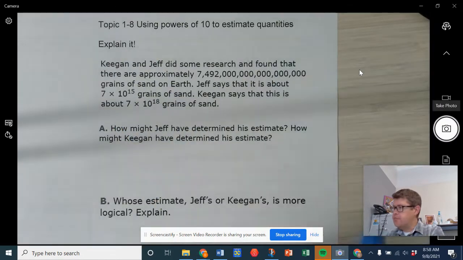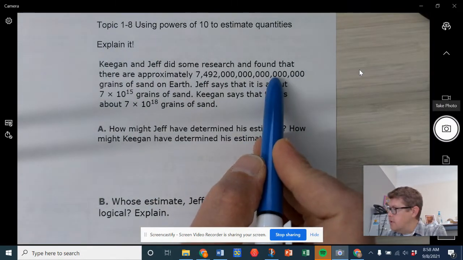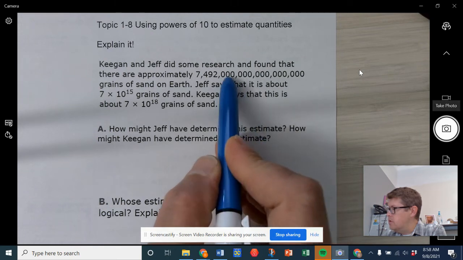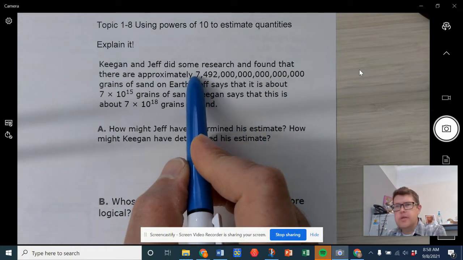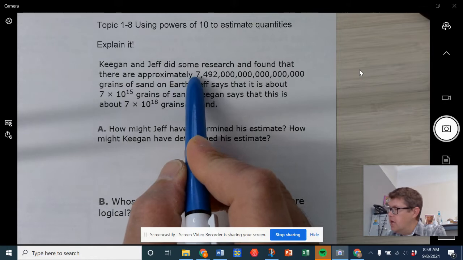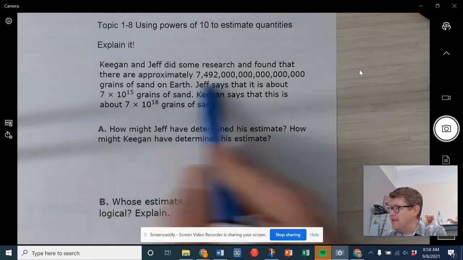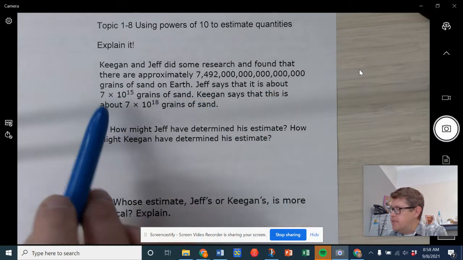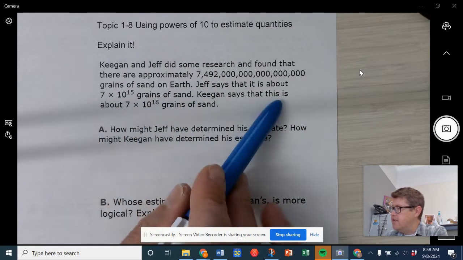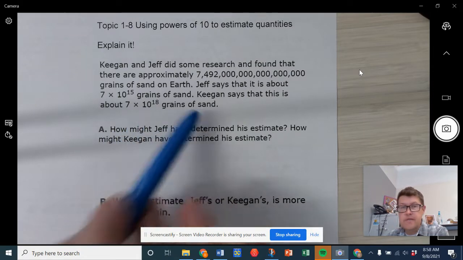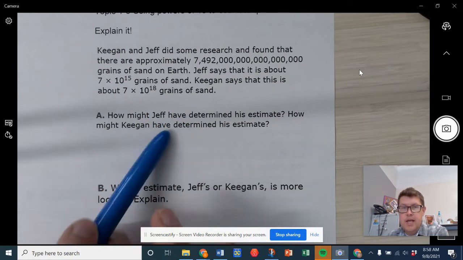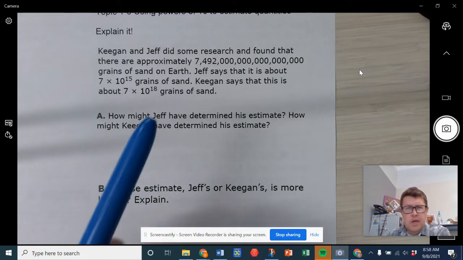Got it. So that's millions, billions, trillion, quadrillion, quintillion. So 7 quintillion, 492 quadrillion grains of sand on Earth. Jeff says this is about 7 times 10 to the 15th grains of sand. Keegan says it is 7 times 10 to the 18th grains of sand. How might Jeff have determined this estimate? How might Keegan have determined his estimate?